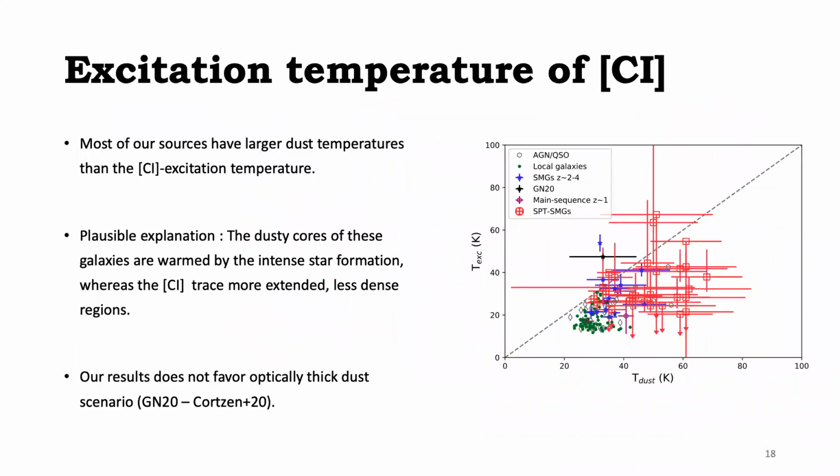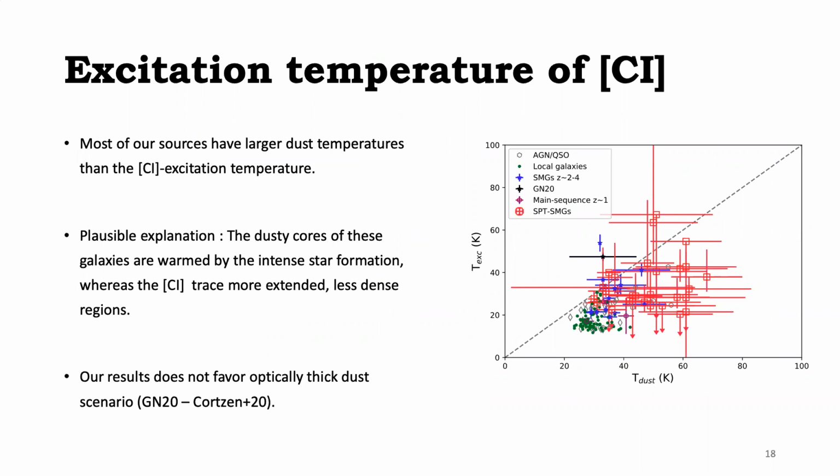Furthermore, since we have two C1 transitions in our observations, what we can estimate is the C1 excitation temperature. And this temperature here on the y-axis is compared with the dust temperatures from our SED model. What we find is mostly we have galaxies which have higher dust temperatures than the C1 excitation temperature.